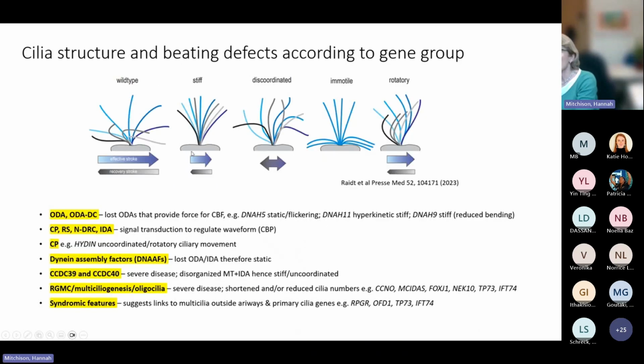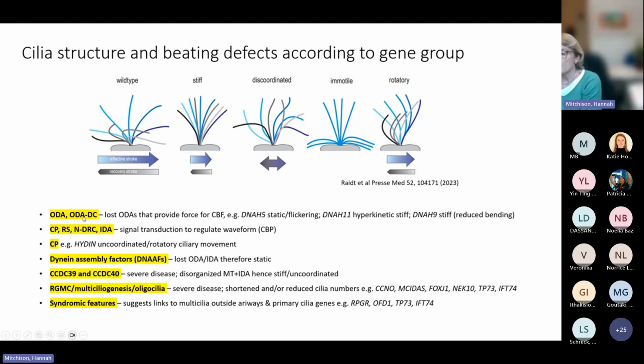So the concept is, and Johanna Wright has a nice cartoon, that these various different motilities are caused by very specific gene mutations and structural defects, from wild type to stiff and static, uncoordinated, completely immotile and rotatory. So when you lose your central pair, when you lose your outer dynein and inner dynein arms, when you lose your outer dynein arms, and when you have the CCDC39 or 40 type variants.